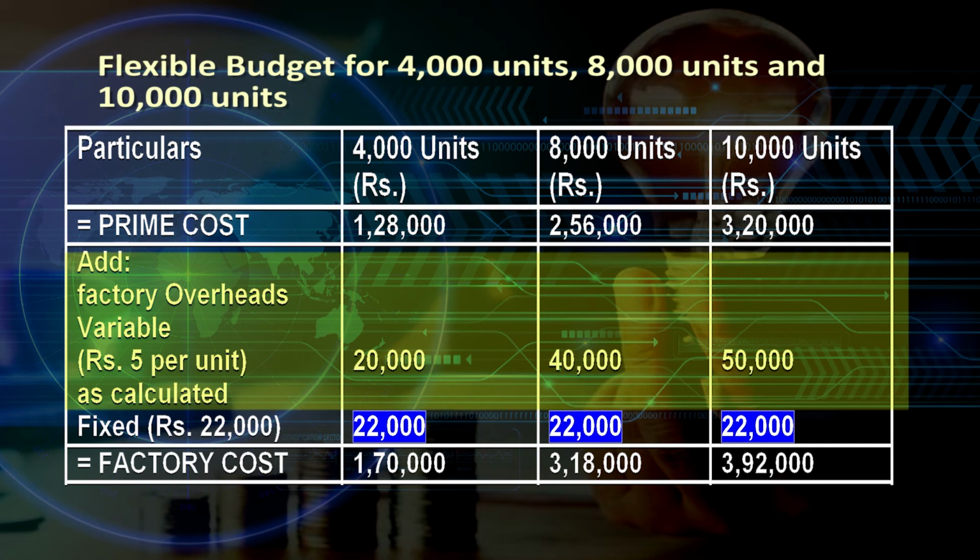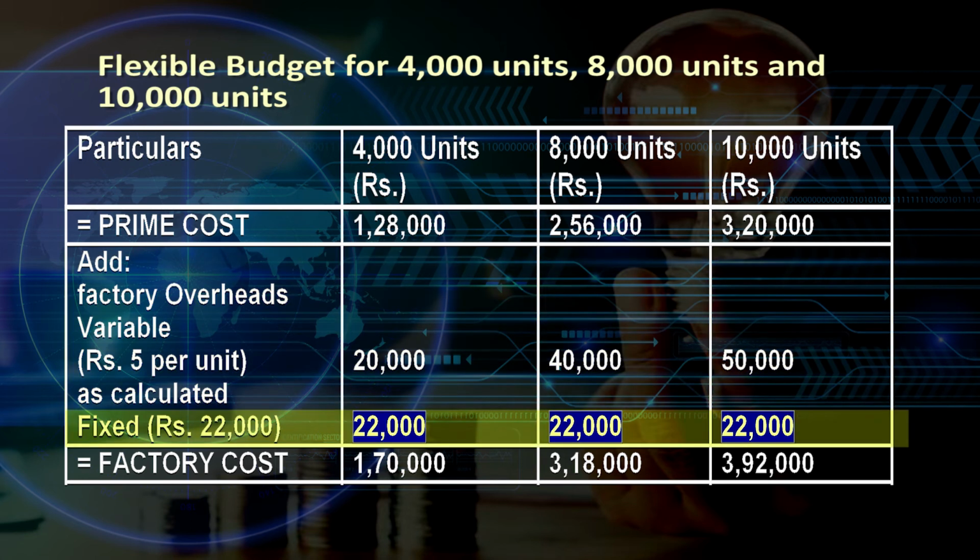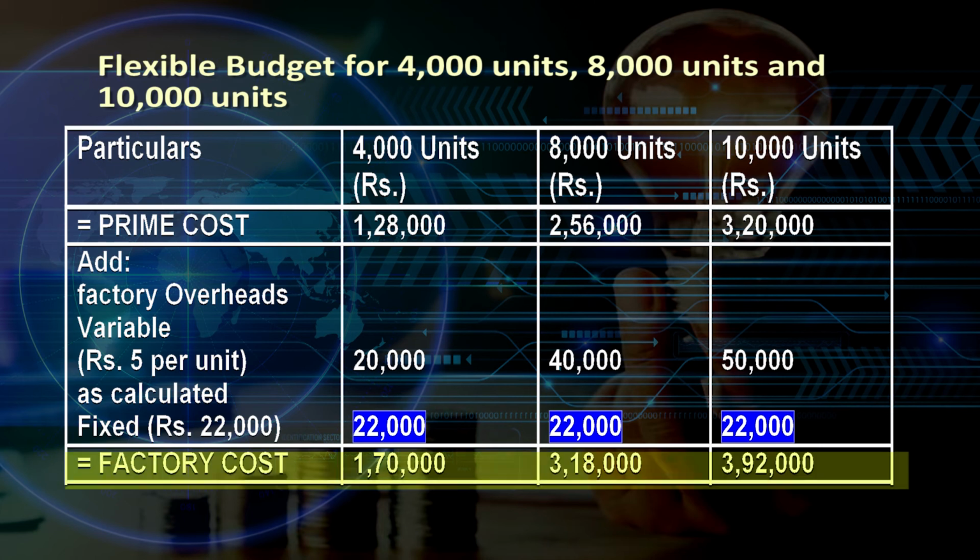The variable portion at rupees 5 per unit as calculated will be rupees 20,000, rupees 40,000, rupees 50,000 respectively on the number of units. The fixed portion will be rupees 22,000 at all the 3 levels. So, adding prime cost and factory overheads, we derive the factory cost, which will be rupees 1,70,000, rupees 3,18,000 and rupees 3,92,000 respectively.